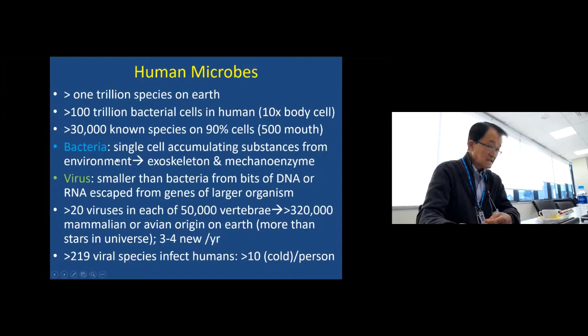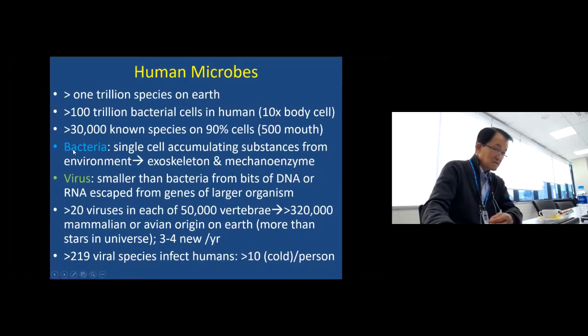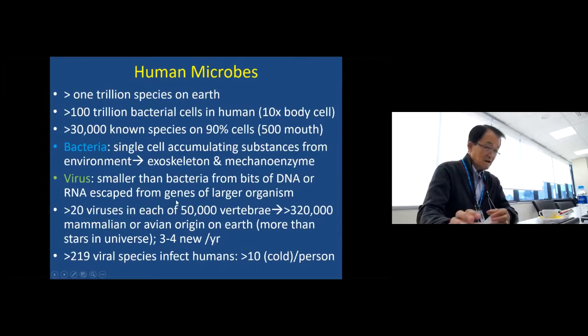So bacteria is a small single cellular organism accumulating substance from the environment. That's the exoskeleton, and mechanoenzyme is a definition of this bacteria. And the viruses are smaller than bacteria, from the bits of DNA or RNA escaped from the genes of large organisms.